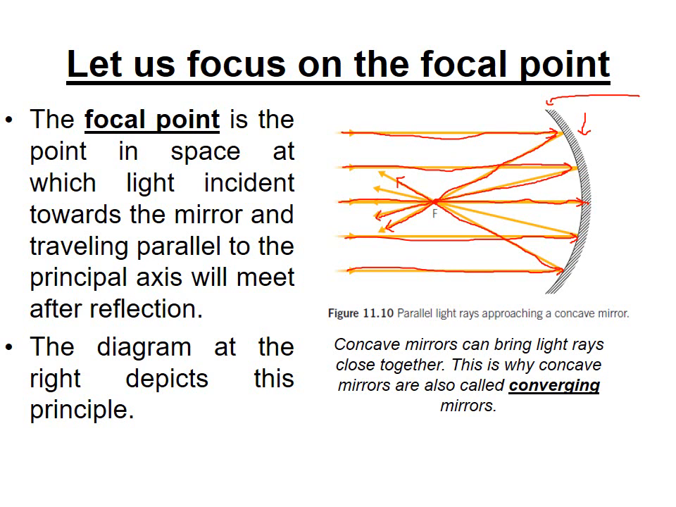And so this is the reason why these concave mirrors are called converging mirrors, because as you can see here, all of these light rays converge onto a single point. So this mirror causes the light rays to converge, to come close together.